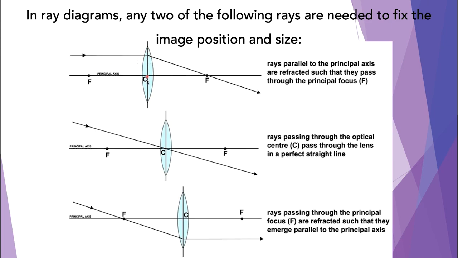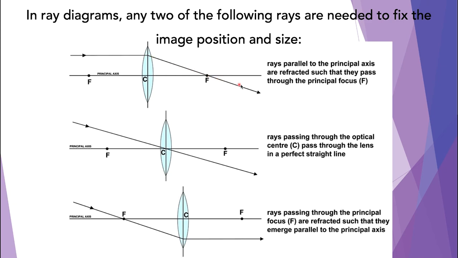At right angles to the center line of the lens, as you can see. So rays parallel to the principal axis are refracted such that they pass through the principal focus. So the principal focus is at either side of the lens. So this type of ray, at first behind the lens, when it is coming towards the lens, is parallel to the principal axis, and when it is refracted it passes through the principal focus like this.